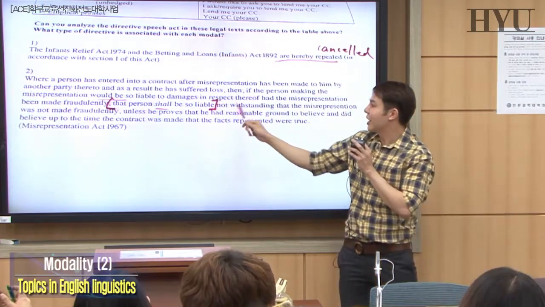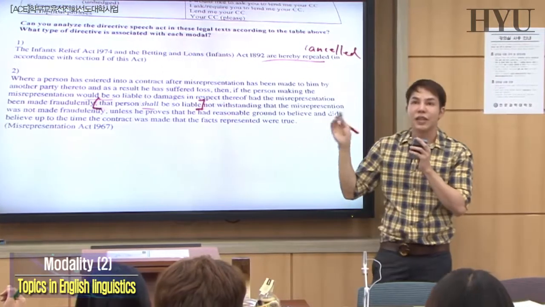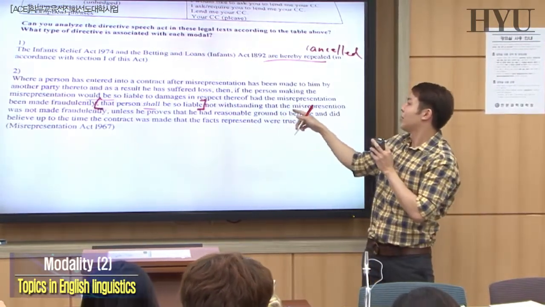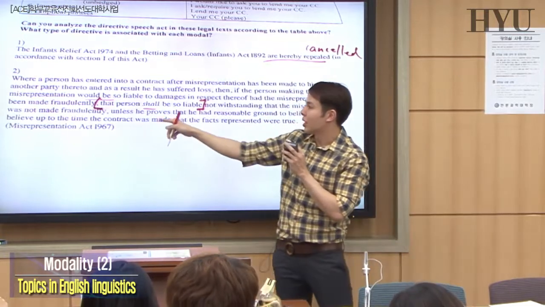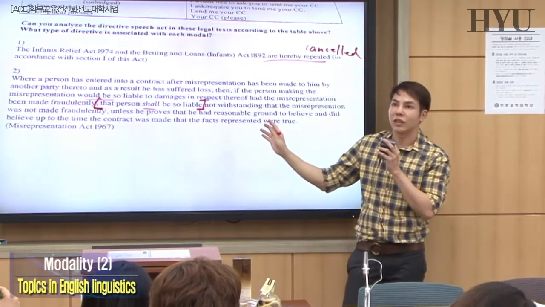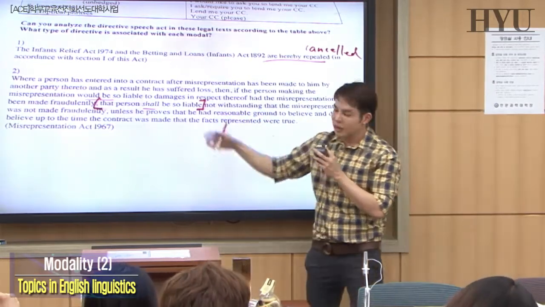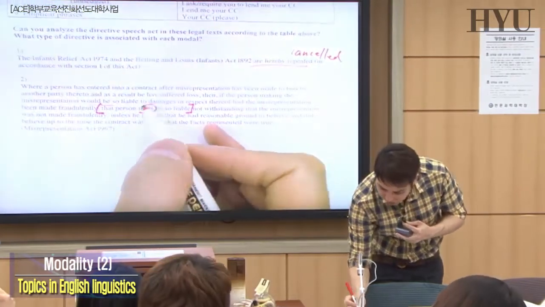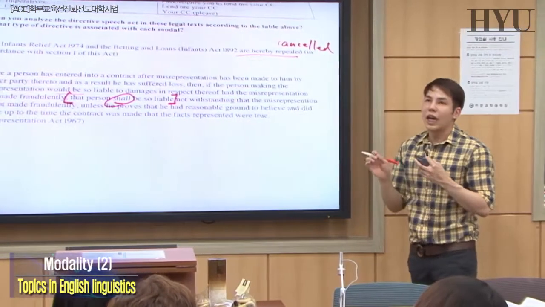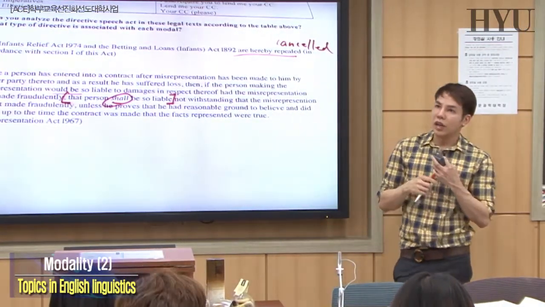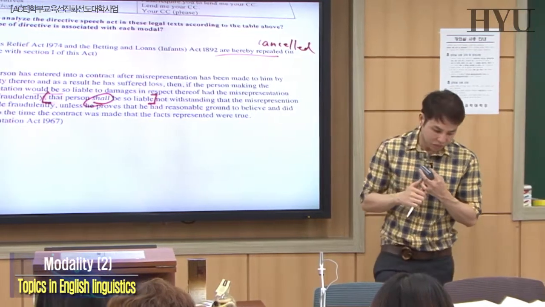And then other things like notwithstanding, that's like, notwithstanding is despite, right? So despite the fact that the misrepresentation was done fraudulently and so on, was fake and so on, that person is still responsible, right? So in this case, the modal is shall, and what type of meaning is it? Deontic or epistemic?